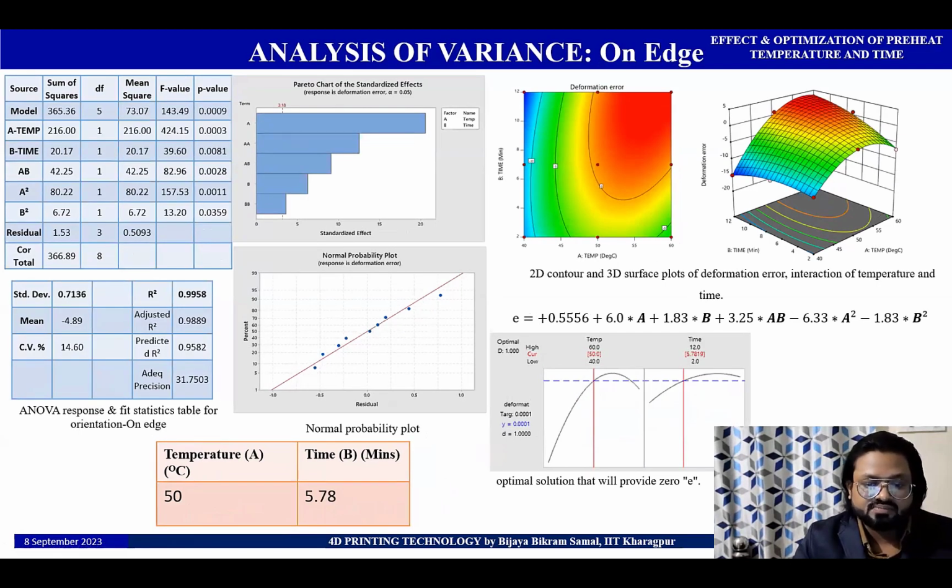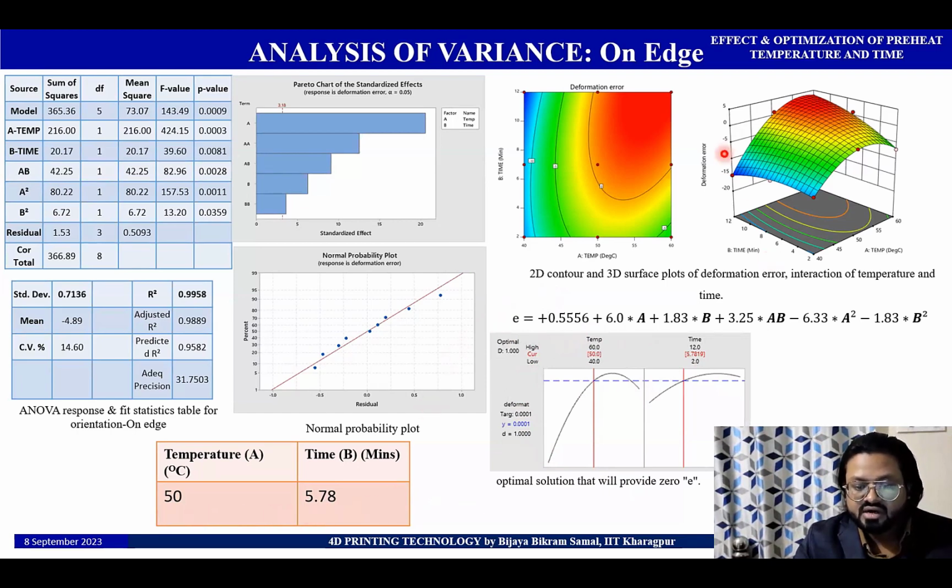For the on edge part also we have done the same thing, and here also the model is significant, and the adjusted R square is high as well as the predicted R square. Now coming to the Pareto chart, here also the most important process parameter is A, that is temperature, and then comes its interaction and then the time. We have also used this regression equation to optimize this process, and we have got a result of around 50 degrees Celsius for 5.78 minutes.